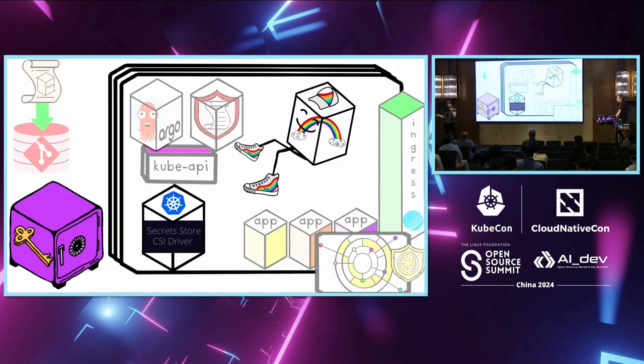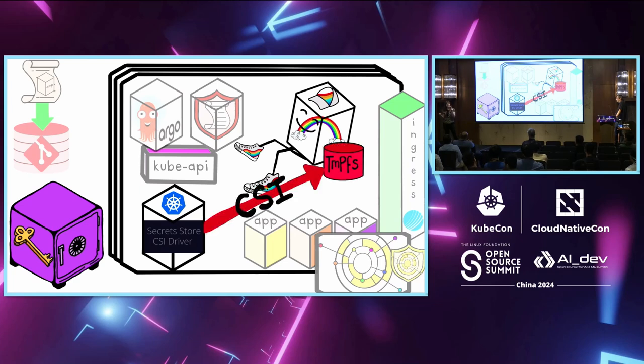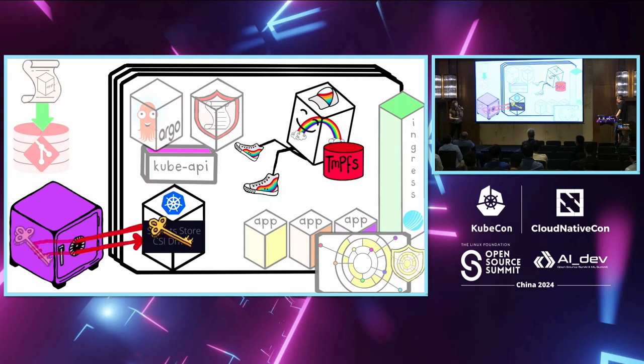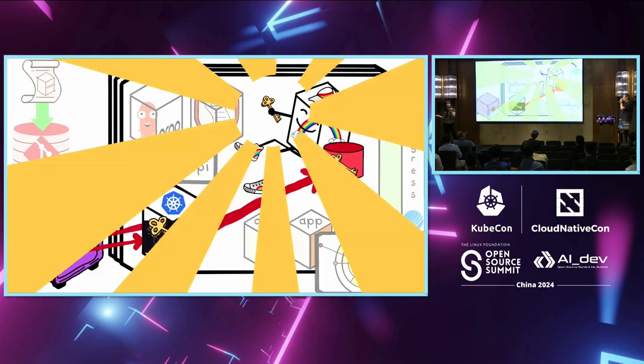So Secret Store CSI Driver uses the CSI interface, which is the container storage interface. The first thing it's going to do is mount a temporary file system volume to the pod, and then it connects to the vault, retrieves the secret, and writes the secret to that file system. Now our application can access the secret as though it's part of its file system.